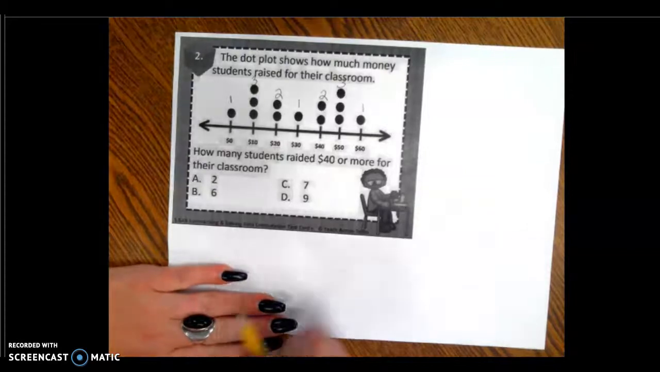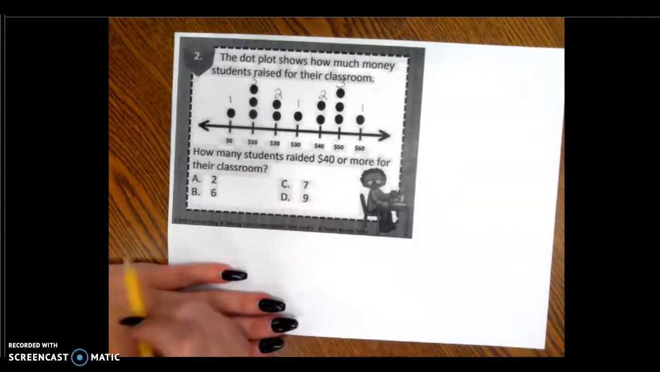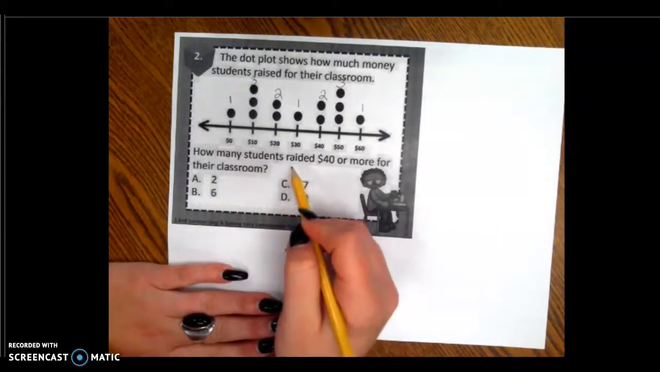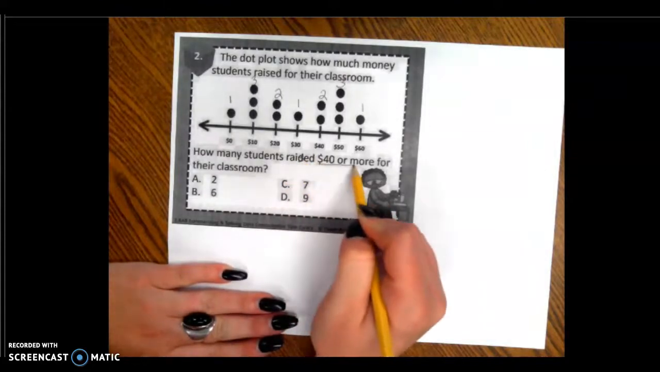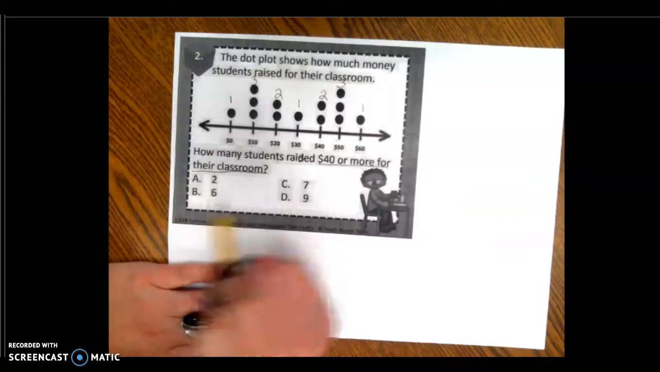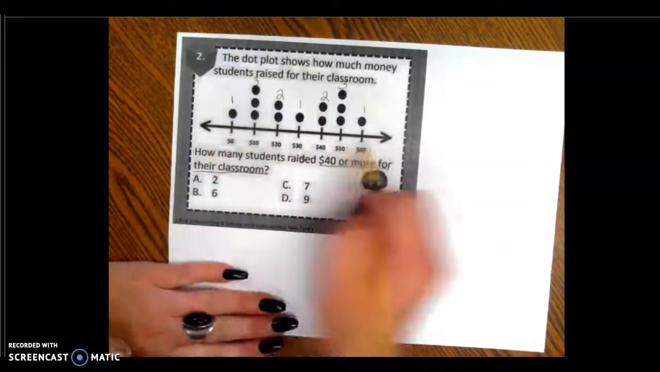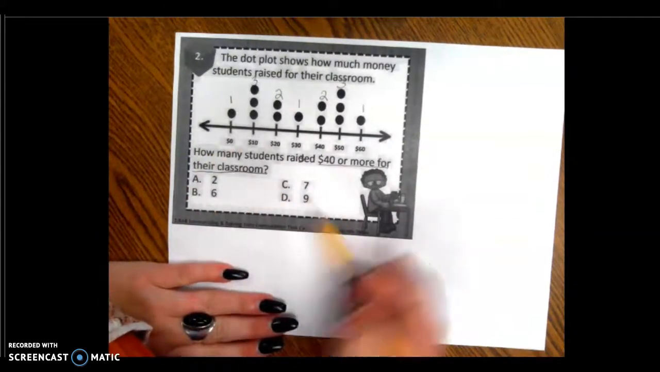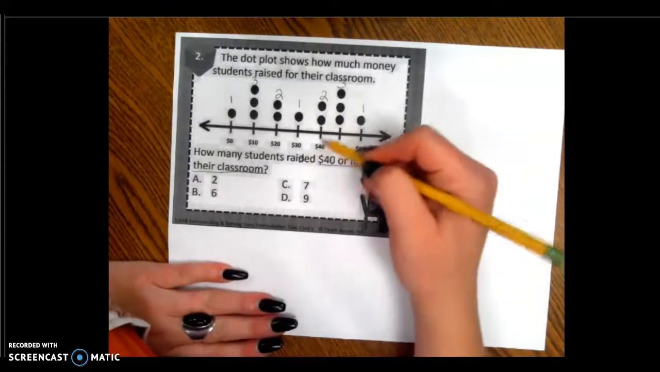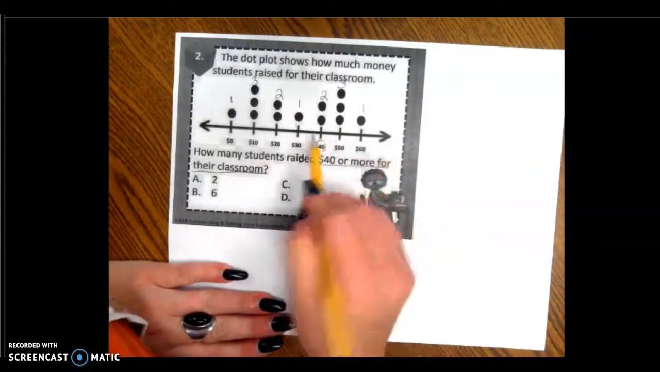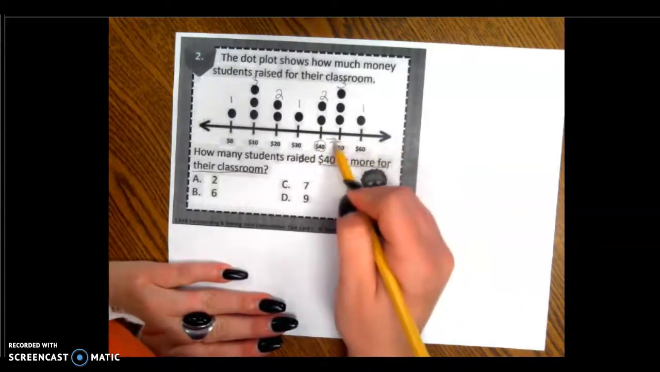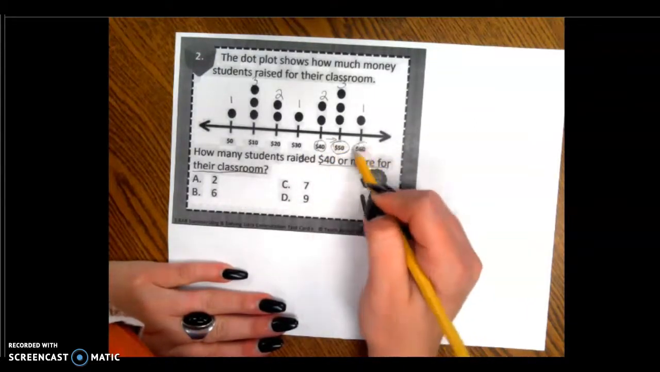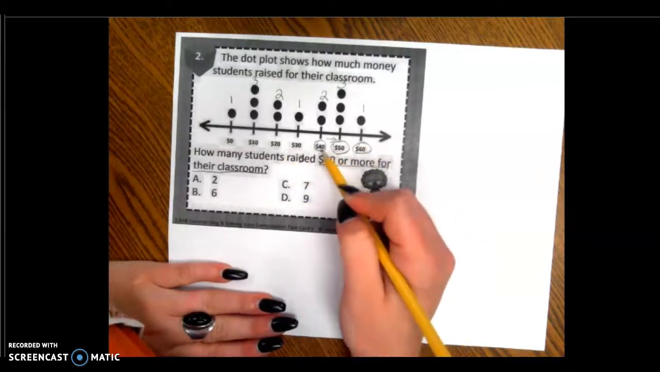Our question asks us, how many students raised $40 or more for their classroom. So let's go back up here to our dot plot and see. It says $40 or more. So more than $40 going this way. Everything going this way. So 40, 50, and 60. How many students raised $40 or more?